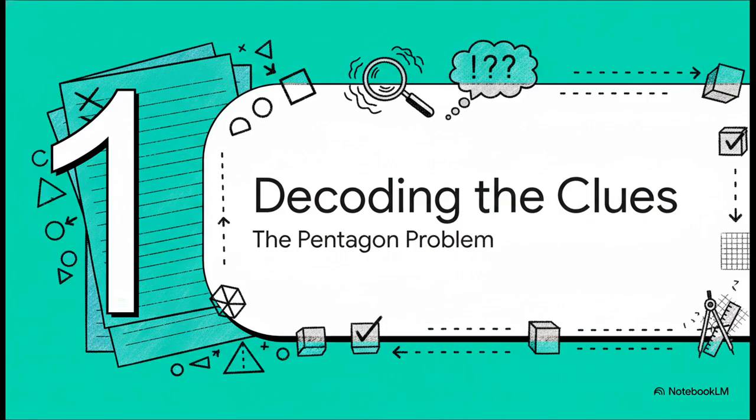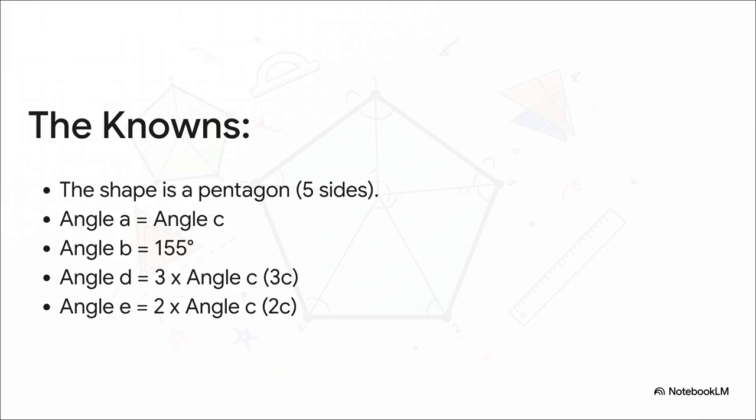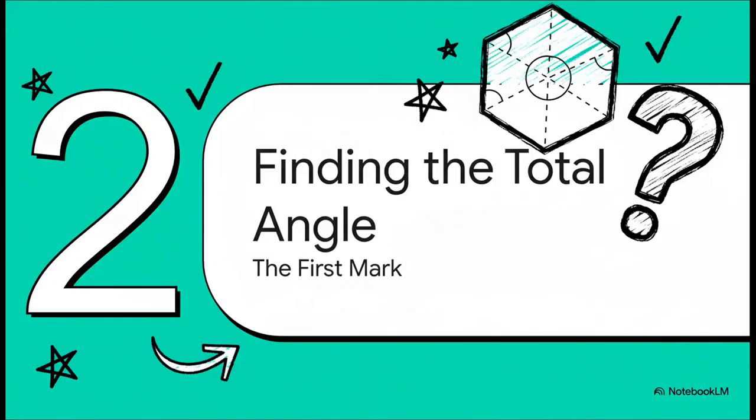Okay, first things first. Before we even think about a formula or doing any math, we have to organize the information we're given. Let's just lay out all the clues the question gives us to work with. So what's the story here? Well, we know it's a pentagon. That's key. We get a solid number for angle B, 155 degrees. But then, look at angles A, D, and E. They're all described in terms of angle C. That's a massive hint. It tells us that if we can just figure out what C is, we can unlock everything else. So before we can solve for any one angle, we need to know the total.